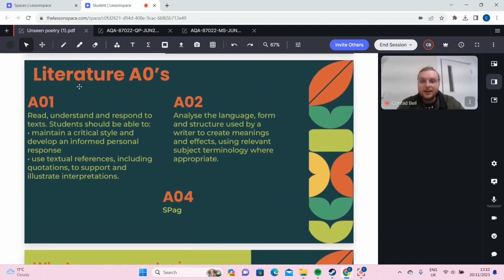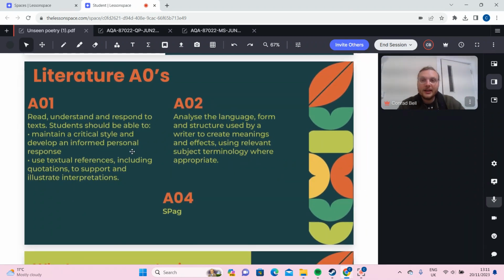So here is the AO to the unseen poetry. The big difference here compared to the other lit papers is that there is no AO3, and that is because you don't know the context in which the poem was written because you haven't done that background research into it. So you're not expected to be able to refer back to when it was written and why that had affected the text, because you don't know. So the main points of this are being able to analyze the point the poem is making, while also being able to identify the different themes, language, structure, writing techniques that are used by the poet.